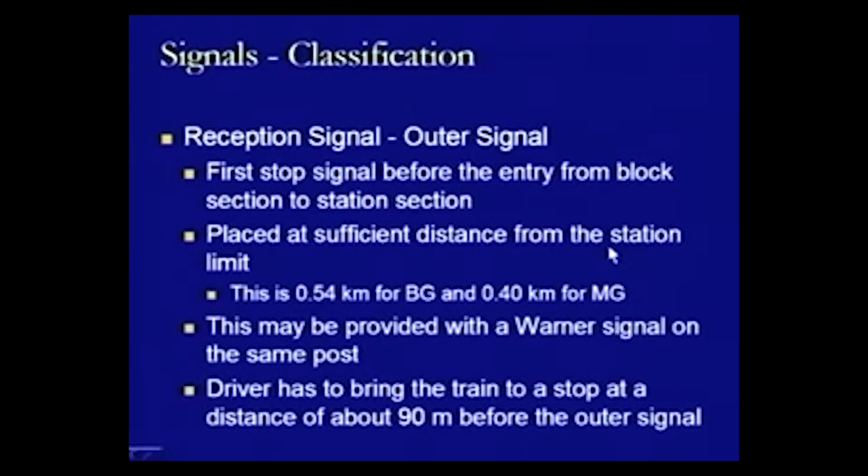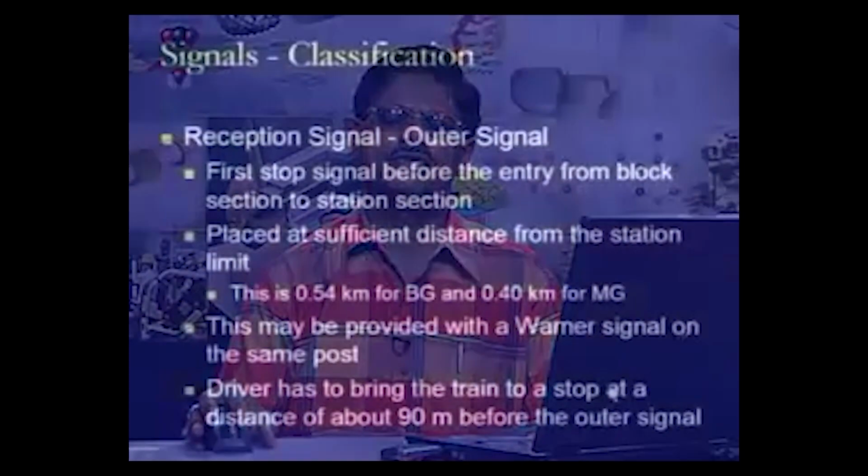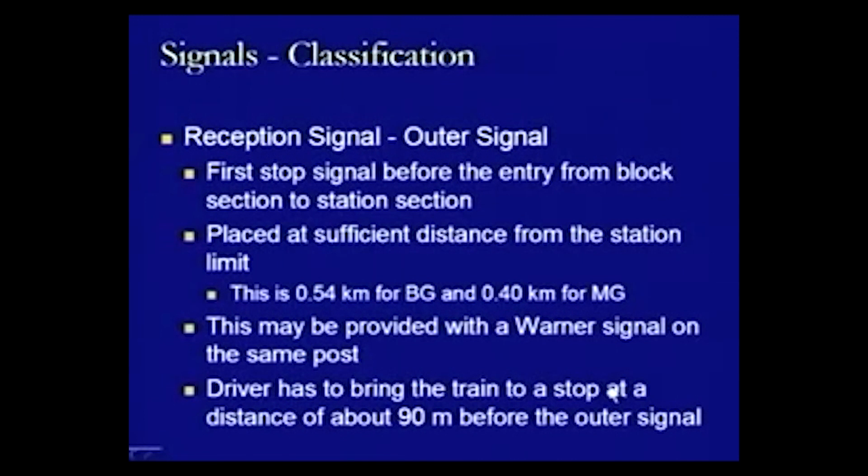Then the driver has to bring the train to a stop at a distance of about 90 meters before the outer signal. This is the requirement, that if the outer signal is not allowing the movement within the station area, then the driver has to stop the train 90 meters ahead of the outer signal. So, this is some specification or some standards which are associated with providing the outer signals within the track system.